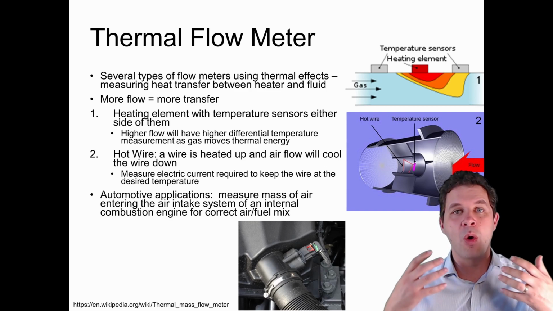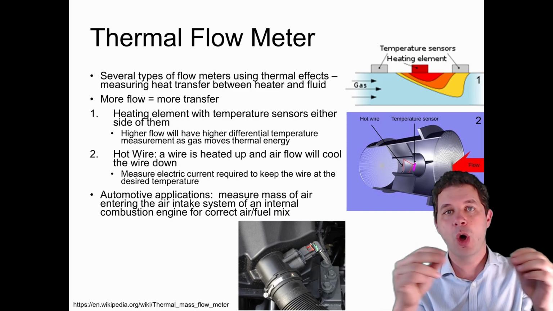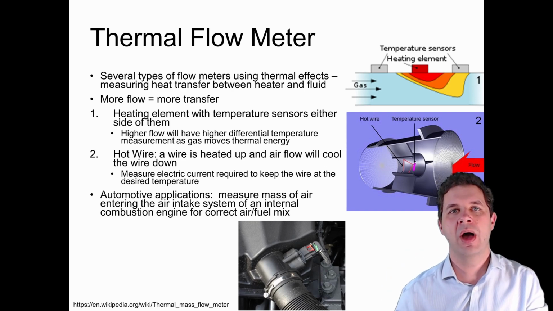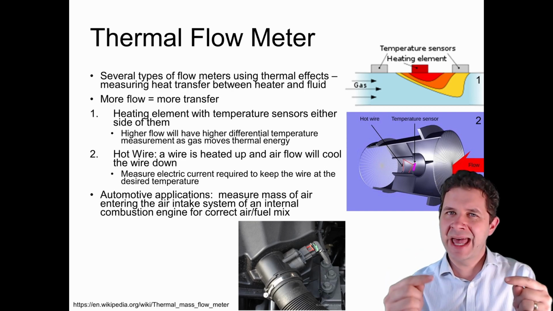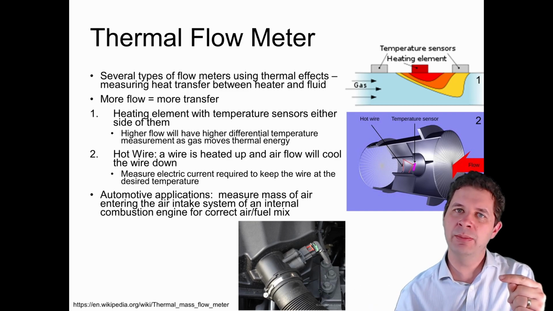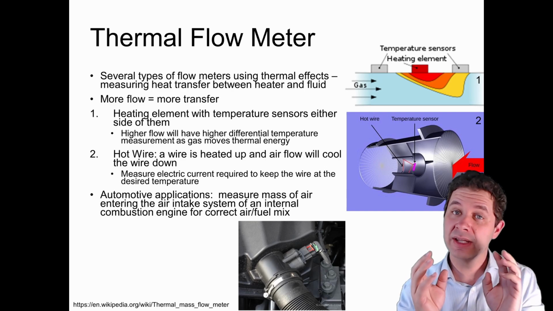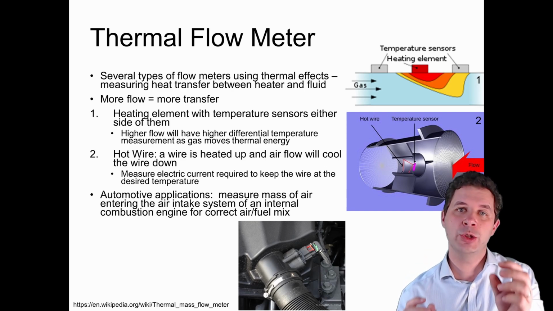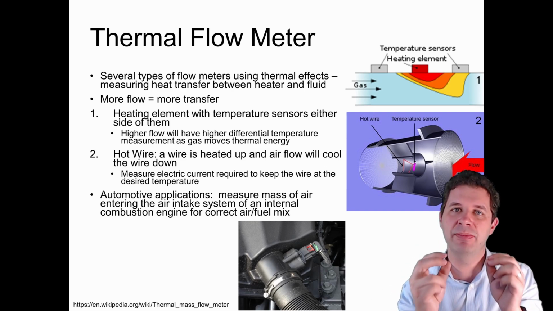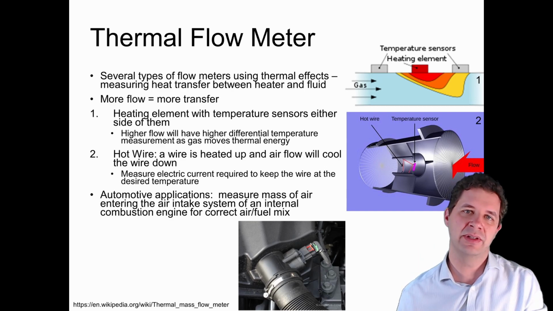Well, the more air that you've got passing over this hot wire, the more you're cooling that wire down. And to maintain the temperature of that hot wire, you need more current flowing into that hot wire to heat it up again. And so essentially this hot wire style sensor, we're measuring how much current we're using to keep this hot wire at a certain set point of temperature.